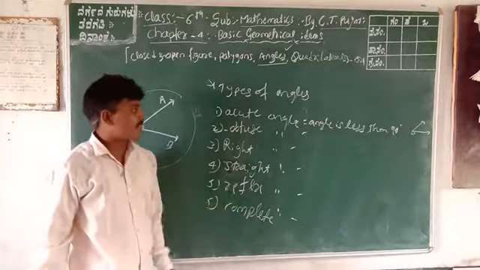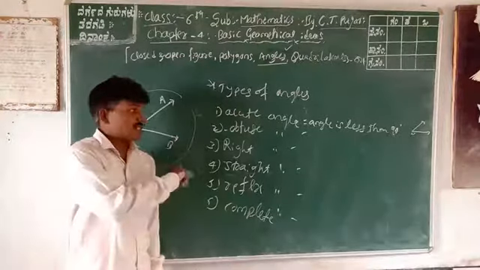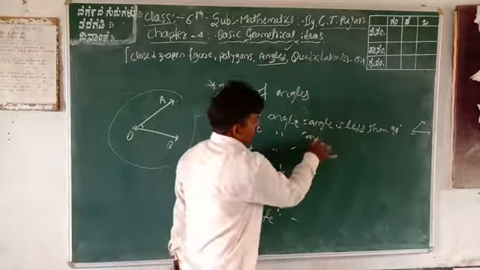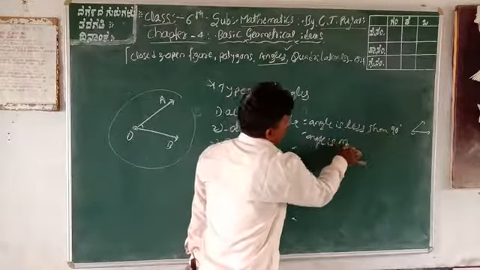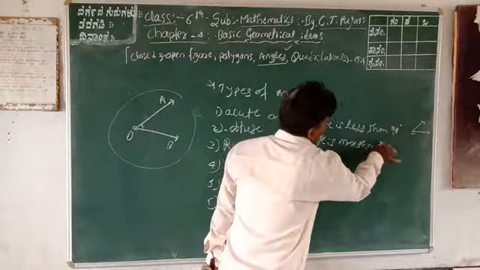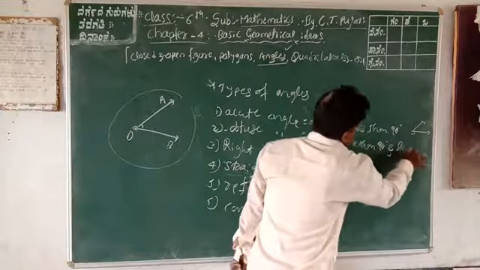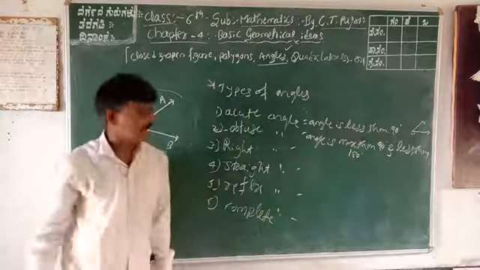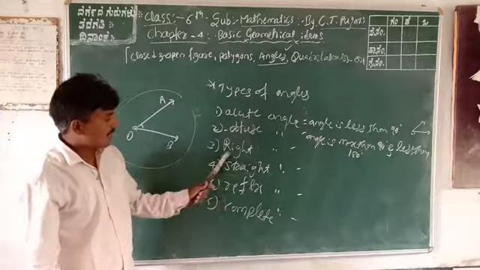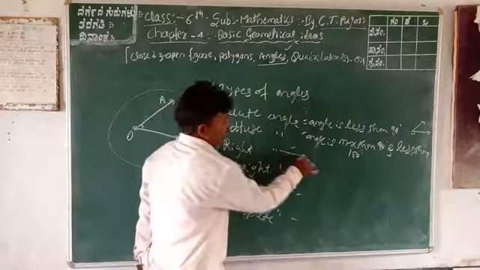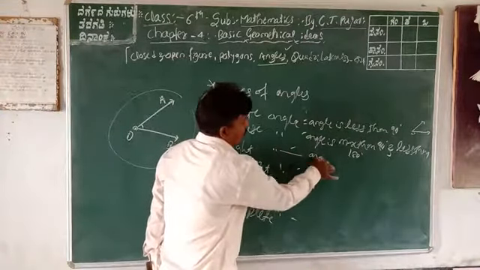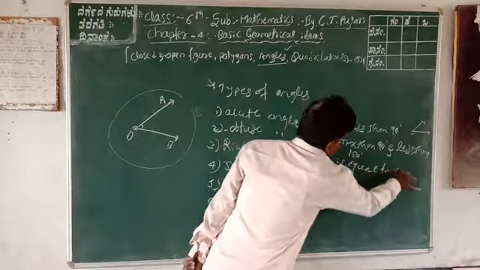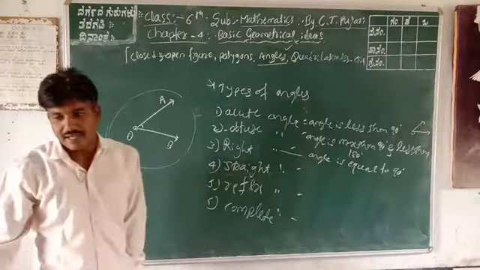The definition of obtuse angle: an angle that is more than 90 degrees and less than 180 degrees is called an obtuse angle. What about right angle? A right angle is equal to exactly 90 degrees. That is called a right angle.